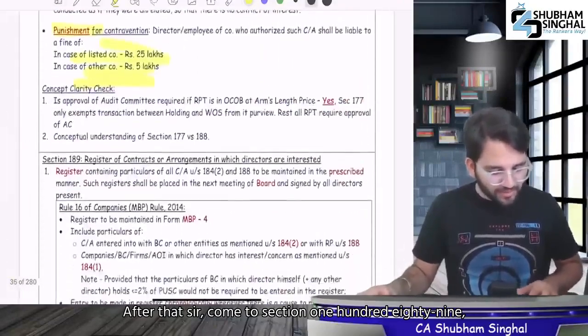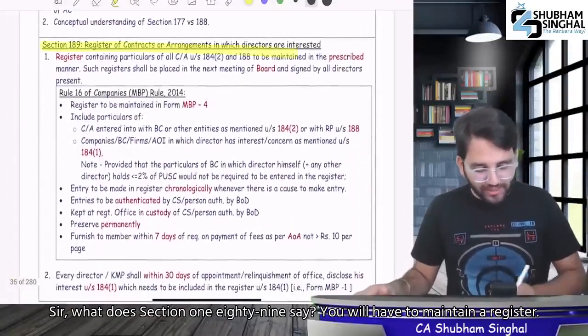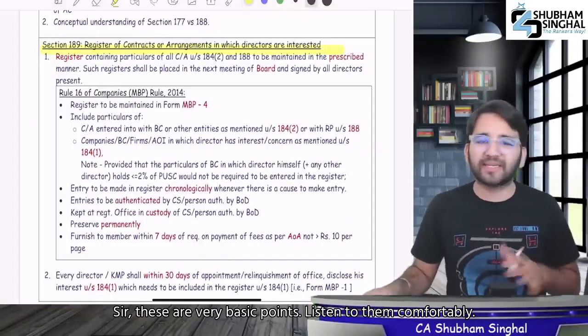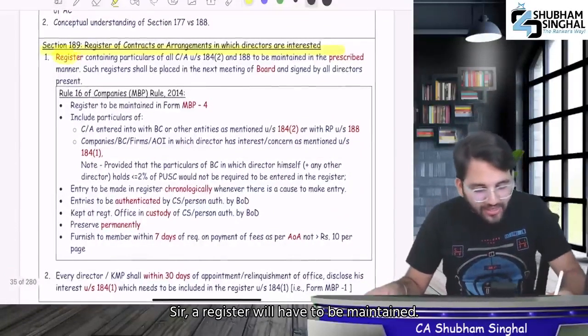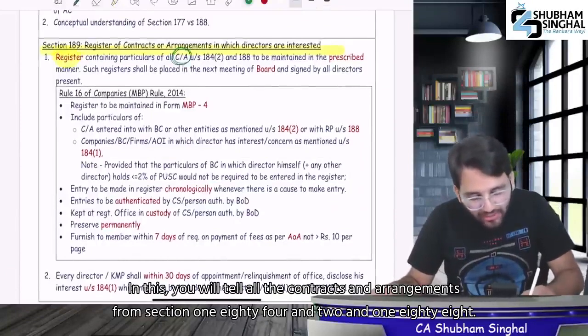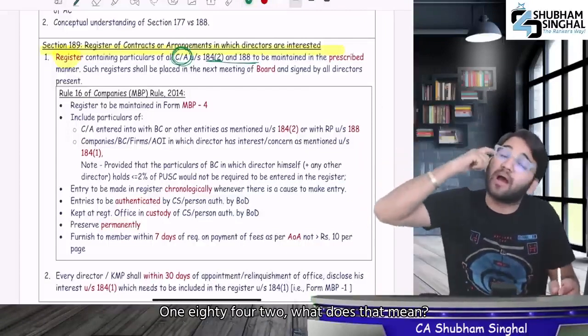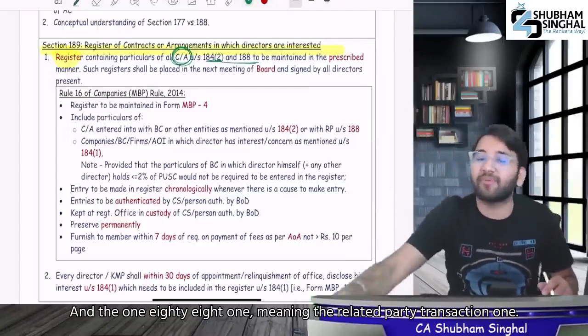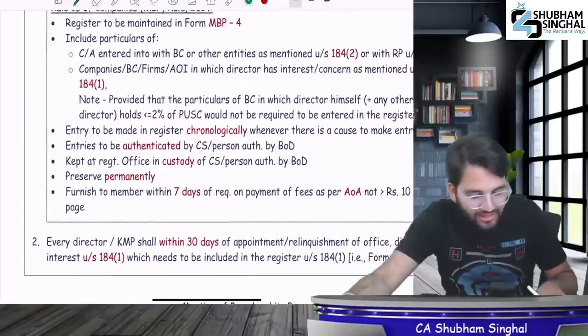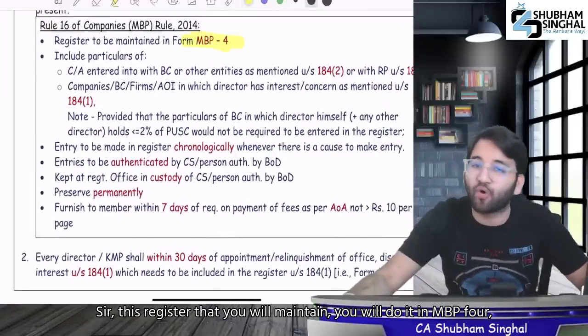After that, come to section 189. What does section 189 say? You will have to maintain a register. These are very basic points, so listen to them. A register will have to be maintained, where you will record all the contracts and arrangements of 184(2) and 188. What does 184(2) mean? Specific interest. And 188 means related party transactions. You will have to maintain this register in MBP 4.